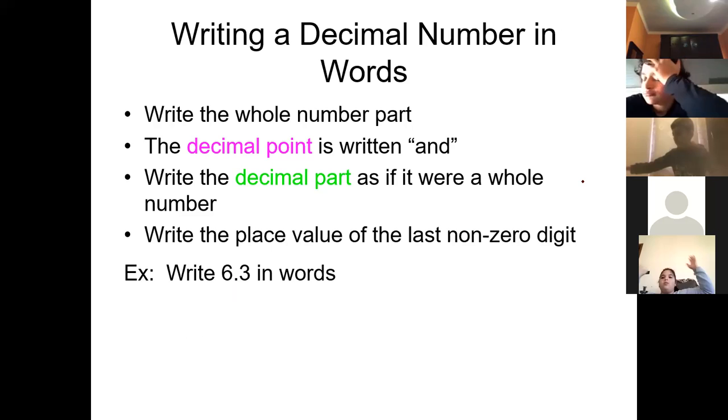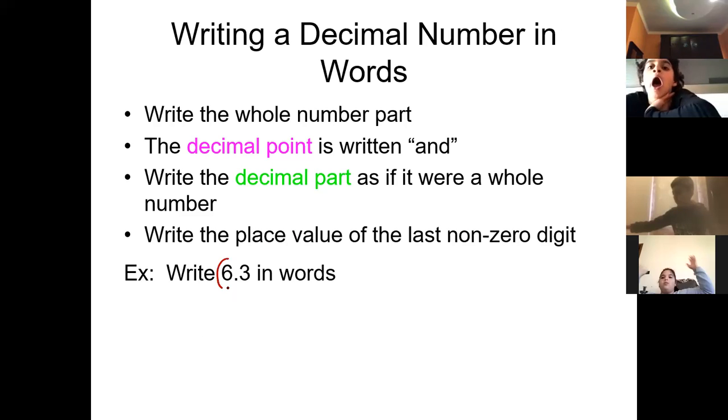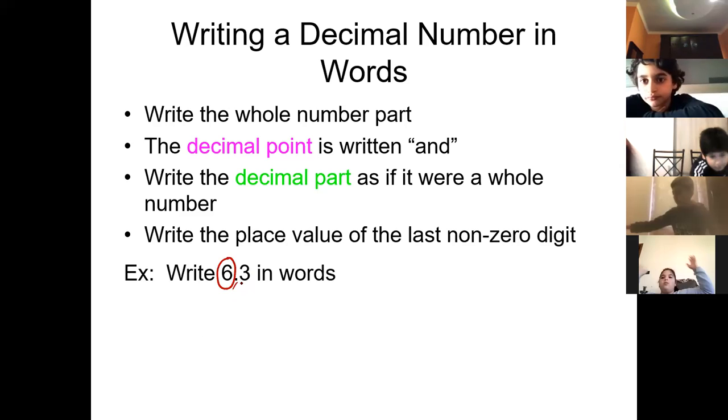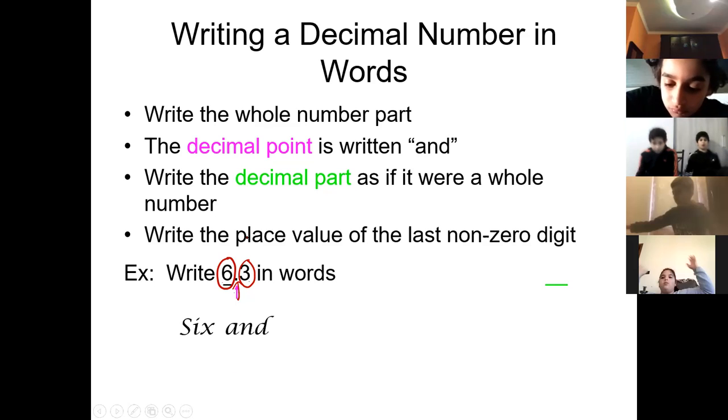How do we write decimal numbers in letters? First step, we read the whole part. It's 6. The point is written as what? Okay. And then the decimal part is 3. So 6 and the 3. But we have to say at the end, how many digits are in the decimal part? 1. So you have to say what? Tenths. Excellent. So 6 and 3 tenths.